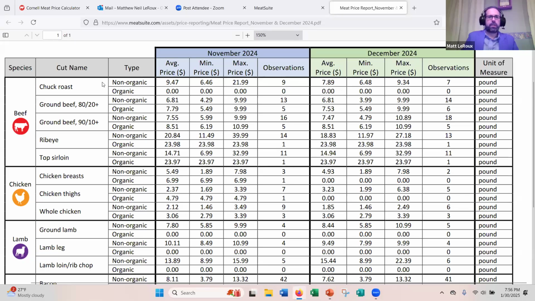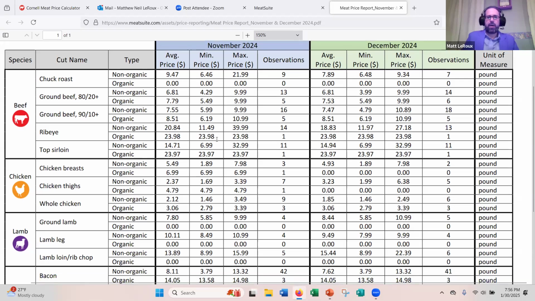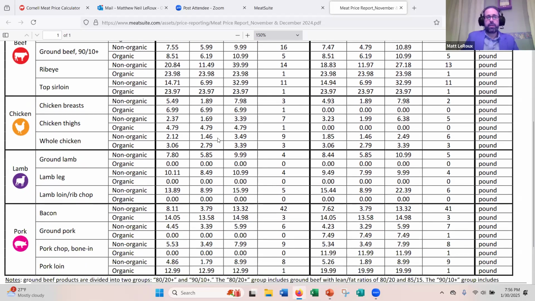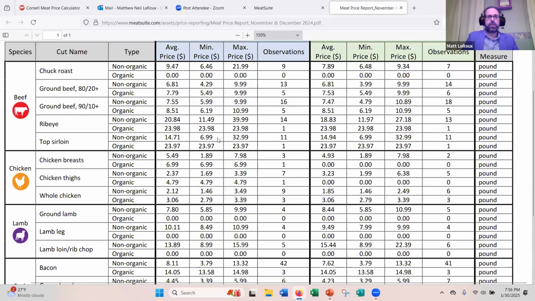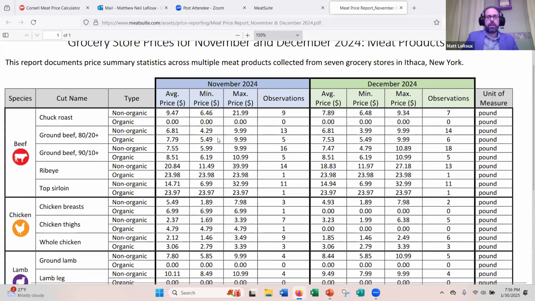So chuck roast at grocery stores in November of 24. The min was $6.46 a pound. It's incredible. I don't know where this was, but the max was $21.99, and the average across the 9 observations was 9.47. And then we show you December. So yeah, you can look at what's going on. Like I said, you can look at the grocery stores near you by just visiting them, but you can also check out our grocery store price reports.